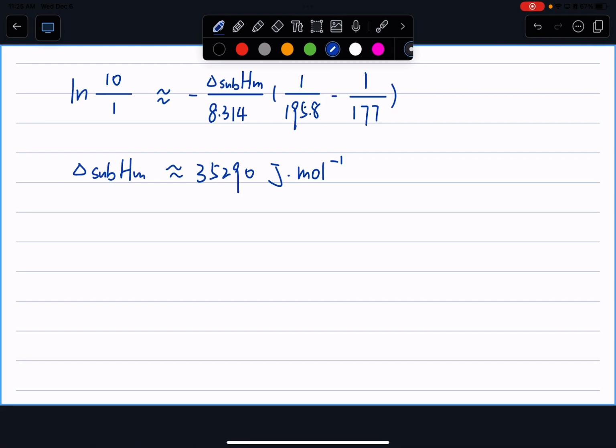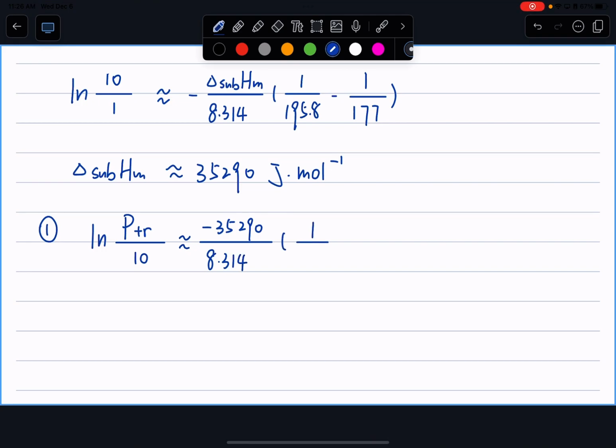So here we're using our delta H sublimation. We're still aligned along the solid and gas line, so we can use that number. That gives us our first relationship: ln of P triple over 10. I want to keep my pressure difference as small as possible, so I choose that 10 instead of 1 for this calculation. That roughly equals negative 35290 over R, which is 8.314, times 1 over T triple minus 1 over 195.8 Kelvin.